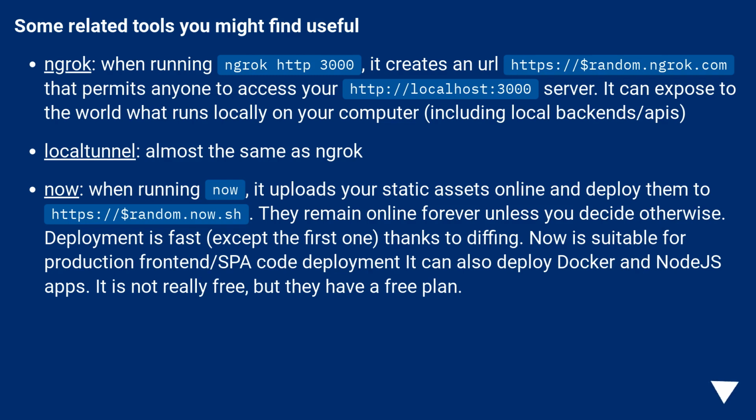Now: when running now, it uploads your static assets online and deploys them to https://$random.now.sh. They remain online forever unless you decide otherwise. Deployment is fast, except the first one, thanks to diffing. Now is suitable for production front-end/SPA code. Deployment can also deploy Docker and Node.js apps. It is not really free, but they have a free plan.